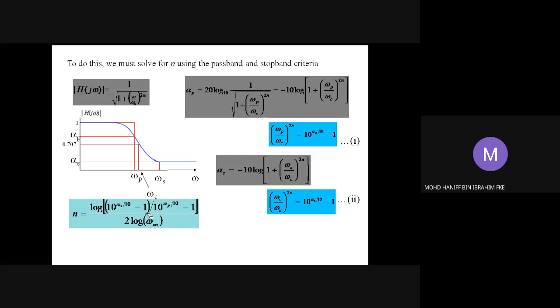Right then, so we have the n based on this equation. Substituting alpha S, which is equal to negative 30, or since we use a positive value only, 30 dB, alpha P will be equal to 1 dB, not a negative sign. So omega Sn will be omega S over omega P, which is 20 radian per second divided by 10 radian per second. By having all of these four pieces of information, you are going to get that n will be equal to 5.95, which rounding it up, we're going to have n equal to 6.